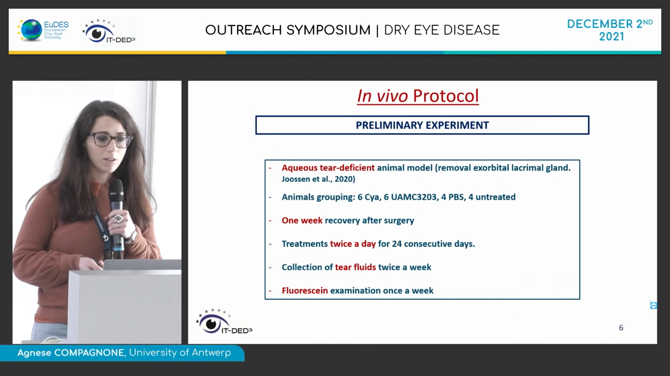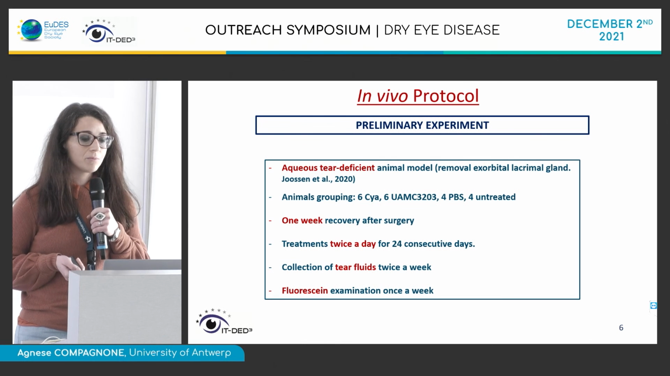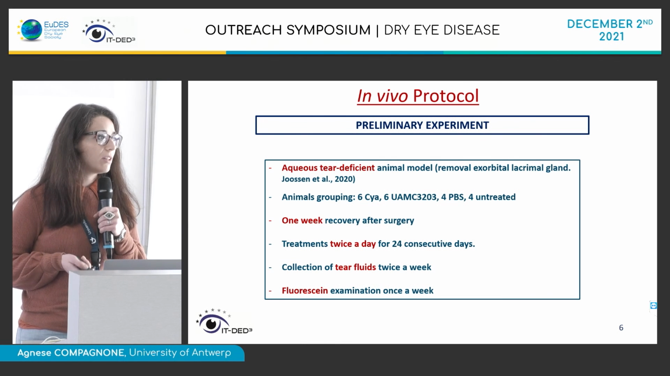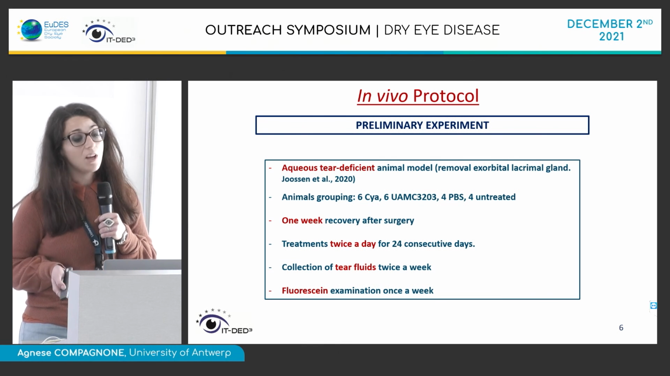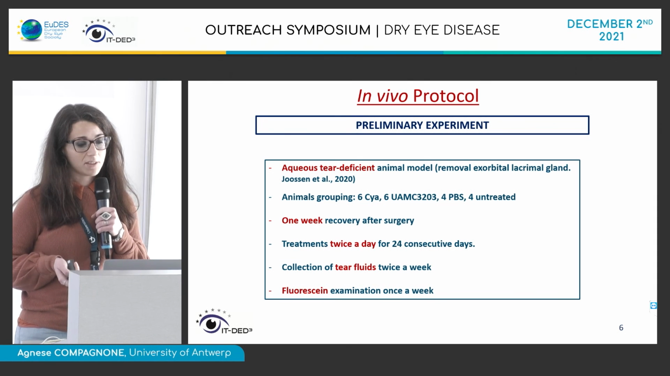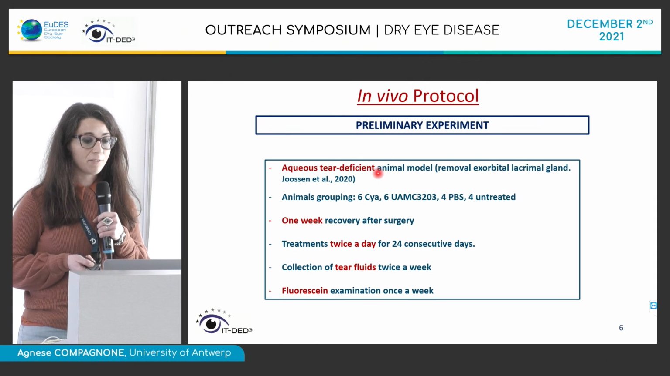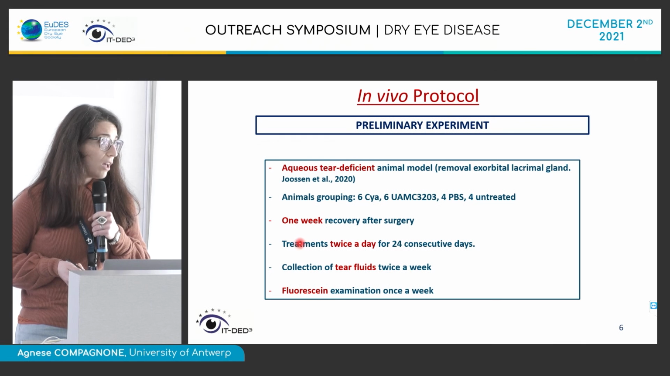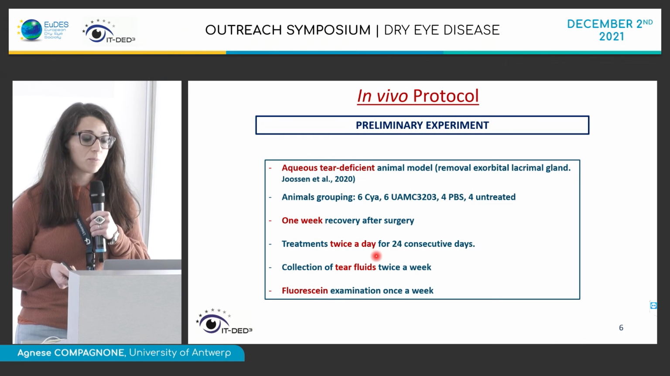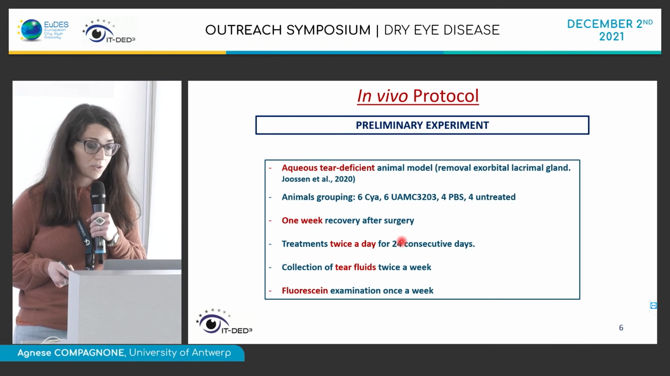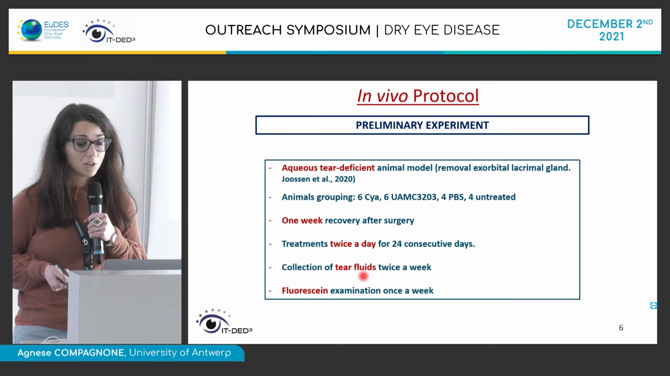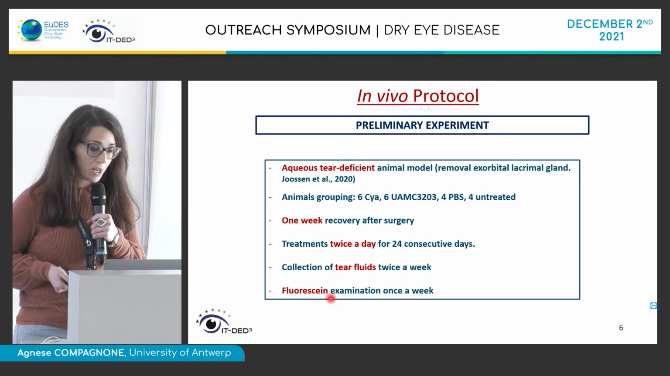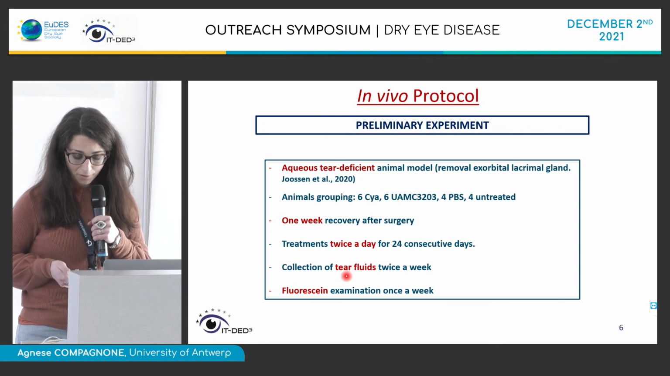So this is the main protocol for the preliminary experiment. The compound was tested on an aqueous tear deficient animal model, and after the surgery there was 1 week of recovery, and then the treatments with the compound were performed twice a day for 24 consecutive days, with the collection of tear fluids and the fluorescein evaluation of the corneal surface.